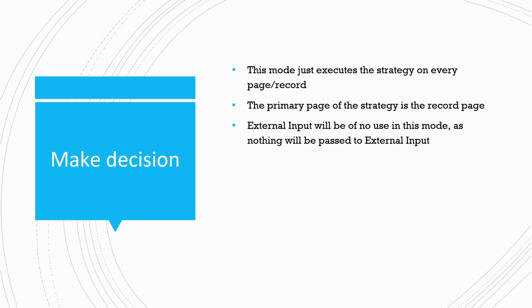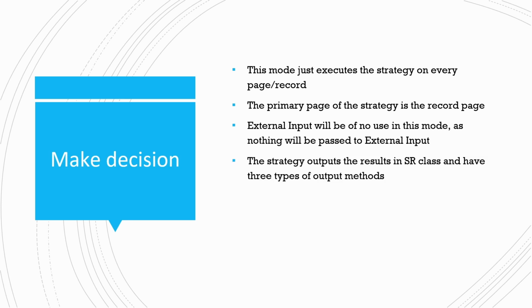Okay. The next one is the strategy outputs. When the strategy executes, it outputs the results in SR class. SR class is nothing but strategy result class, and it has three types of output methods. One is individually. What is meant by individually? Individually means it will output all the results of the strategy one by one.